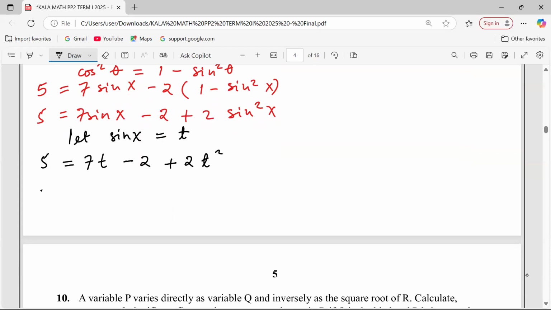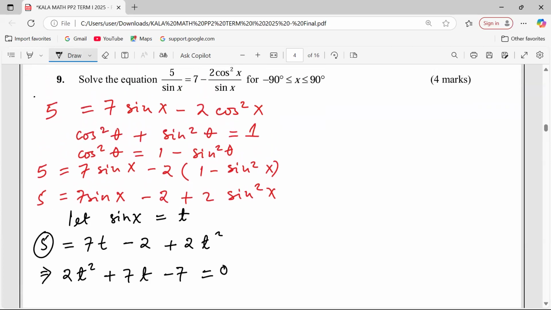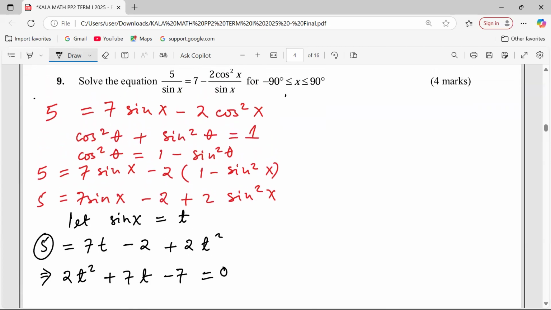So we can state this equation as 2t squared plus 7t minus 7, that's negative 7, equals 0. Because I'm taking 5 to where negative 2 is, it shall be negative 5, minus 7 equals 0. So with this now we can solve it. We can use the quadratic formula. We can also use the completing the square method.